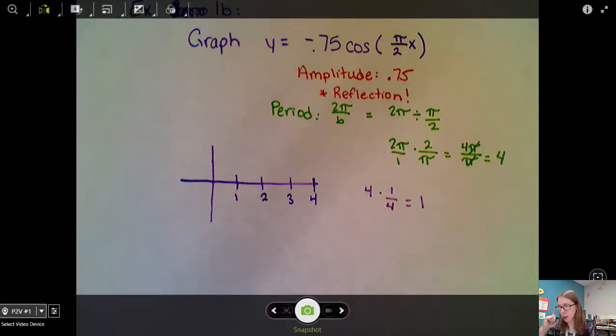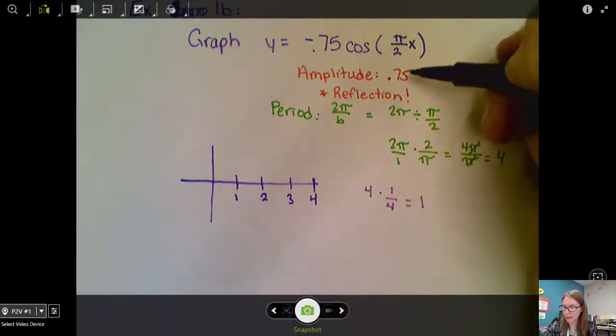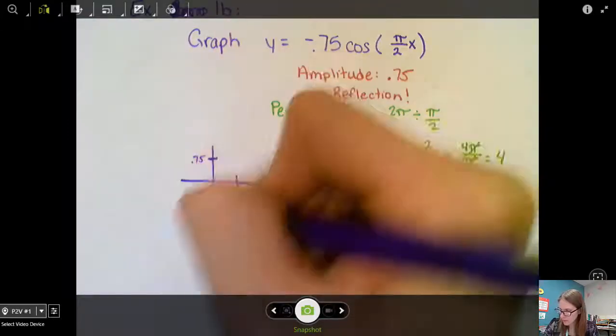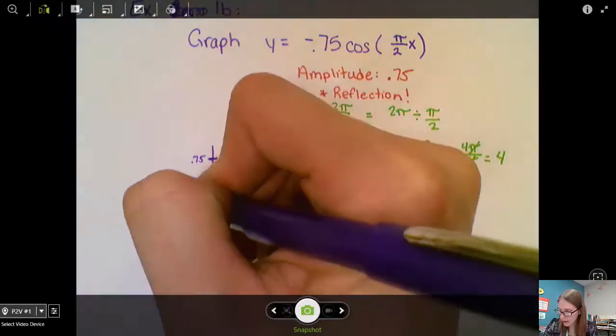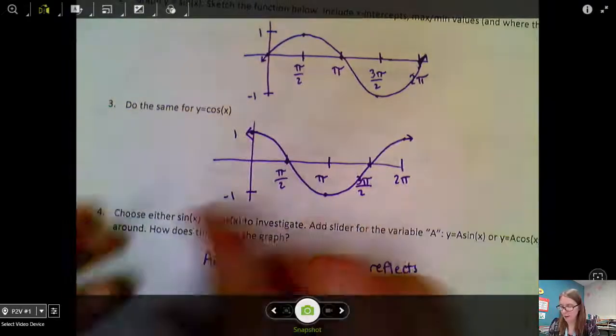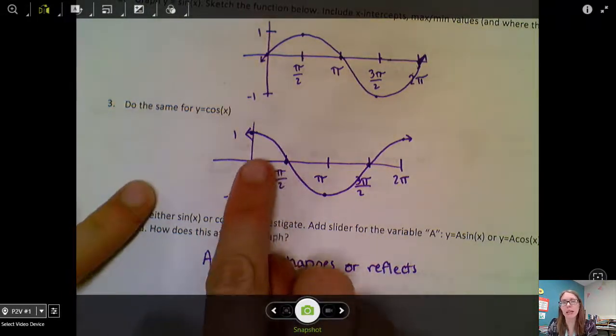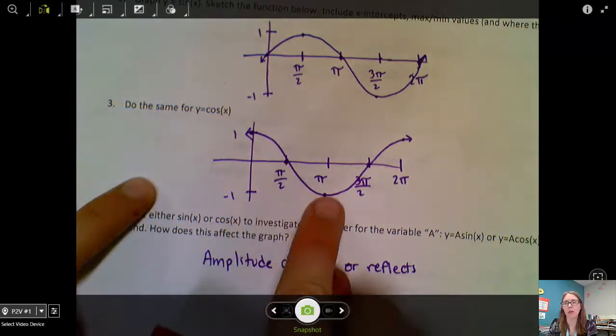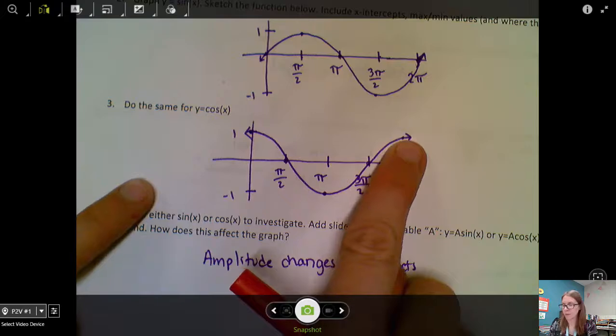And then to finish off our graph, we figured out our amplitude is 0.75. That's the highest we're going to go. And also the lowest we'll go, negative 0.75. The last step is to fill in our graph the rest of the way. And we have a cosine function here. So let's look at what the regular cosine graph looks like. The regular cosine, we start at the highest point. We go high, middle, low, middle, high.